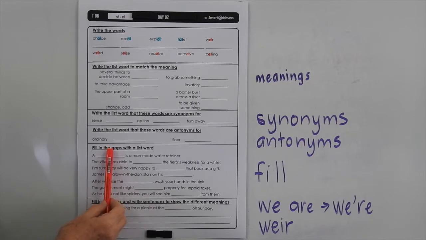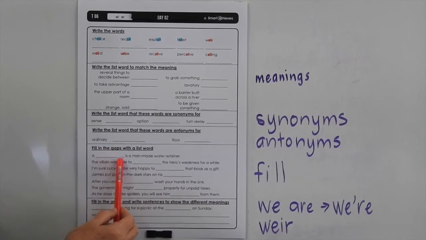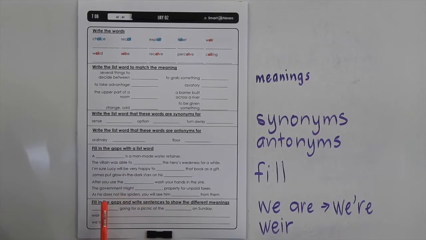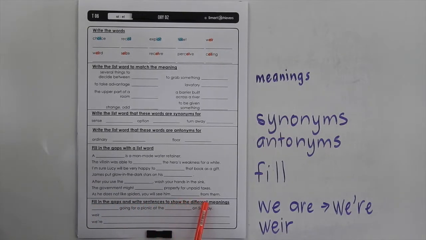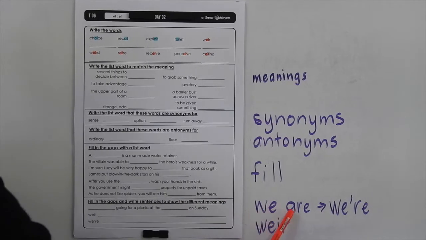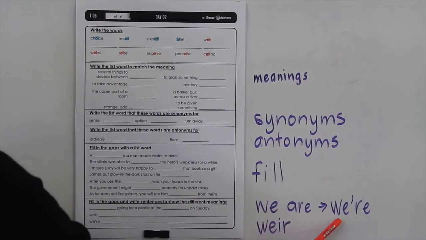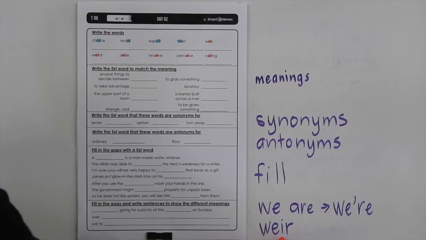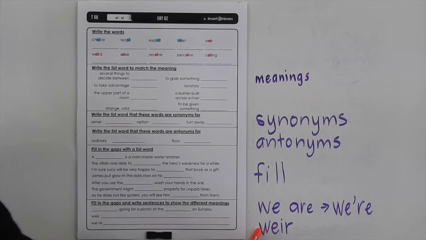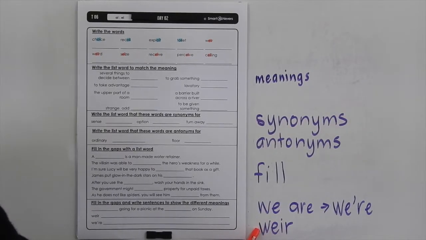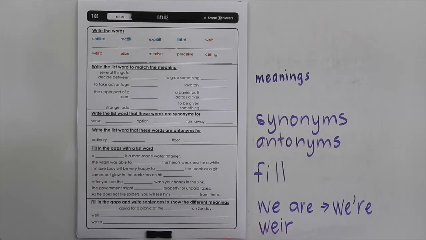In this section you're simply filling in the missing list word into these sentences to complete them, and down the bottom you're going to fill in the gaps and write sentences to show the different meanings. So if we shorten that we end up with weir, whereas this weir here is a man-made wall against a river to hold back the water.